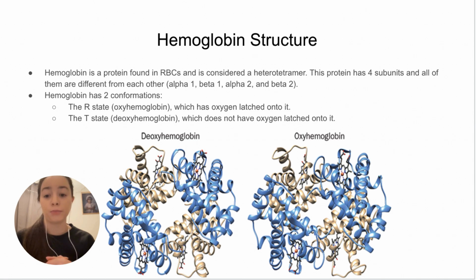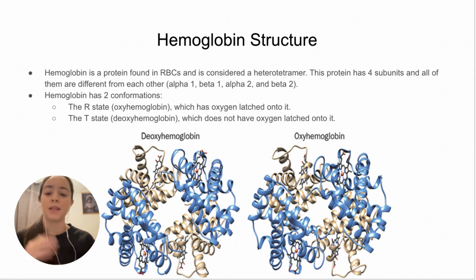Hemoglobin is a protein that is found in our red blood cells. This protein is a heterotetramer, which basically just means that there are 4 subunits and all of the subunits are different from each other. There are 2 alpha subunits and 2 beta subunits.